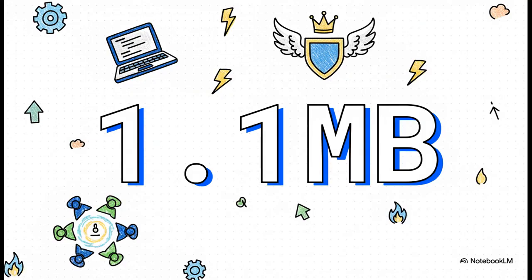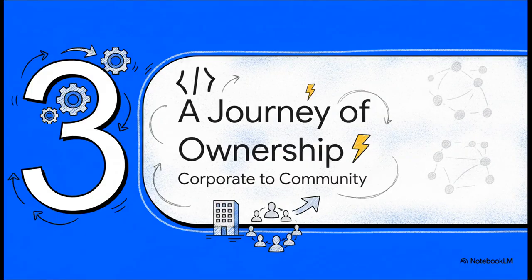And if you want to see what small footprint actually means in the real world, get a load of this number. The entire CodeIgniter 4 framework is just a 1.1 megabyte download. That's it. In an age of gigabyte-sized apps, that is just astonishingly lean and efficient. But honestly, its technical specs are only half the story.